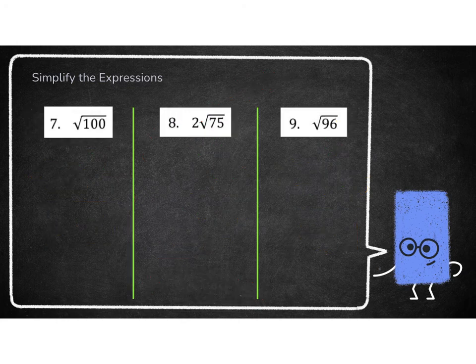Let's try number 7, square root of 100. Now, I want to talk about this one specifically because we all should know, hopefully, that the square root of 100 is equal to 10, okay? We know that 10 times 10 gives us 100, but I want to show you what it looks like if you break it apart into the prime factorization. So we know we're going to get 10, but let's just see if something comes up and you don't recognize that it's a perfect square, because 100 is a perfect square.